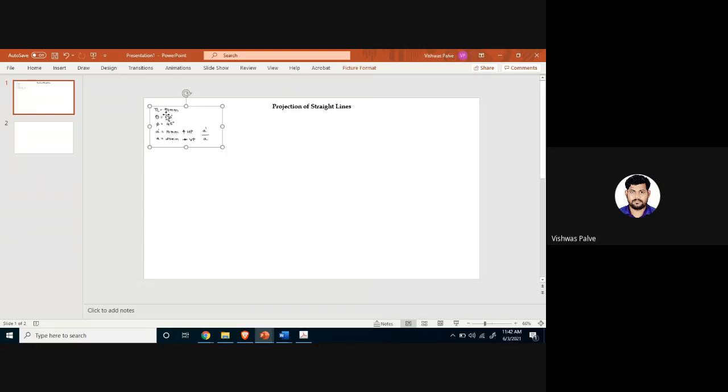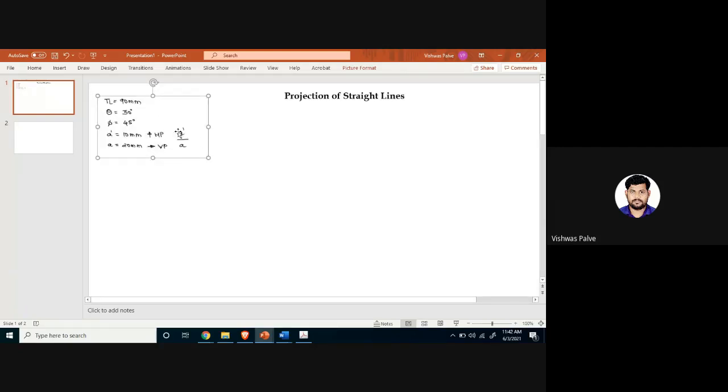Now, how to extract the data? You have seen any inclination with VP is phi, any inclination with HP is theta, any point related with HP has a dash, any point related with VP is without dash. This much concept is clear. A point, if it is above HP and in front of VP, lies in the first quadrant. What is the condition for first quadrant? A dash above XY line and A below XY line. Is that clear up to here? Any difficulty? The length of that line is 90 mm, which is given, that is the true length of that line. So this much data we have extracted. Is there any difficulty till here? How to extract the data from the question?